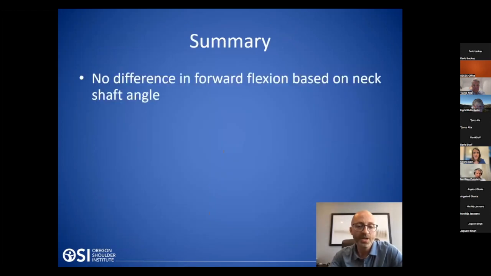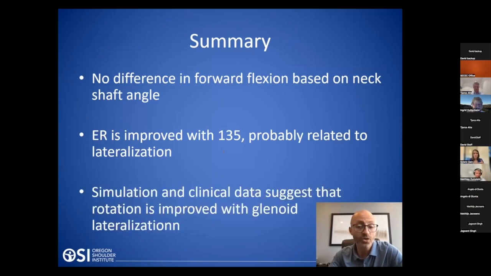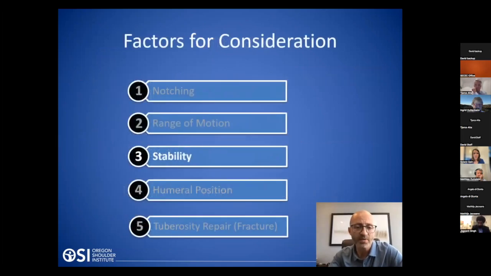So the summary here is there's no difference in forward flexion based on neck shaft angle. External rotation is improved with the 135, probably related to lateralization. We can also see that with internal rotation as well. And both simulation and clinical data suggest that rotation is improved with glenoid-sided lateralization, which typically goes along with a 135 prosthesis.